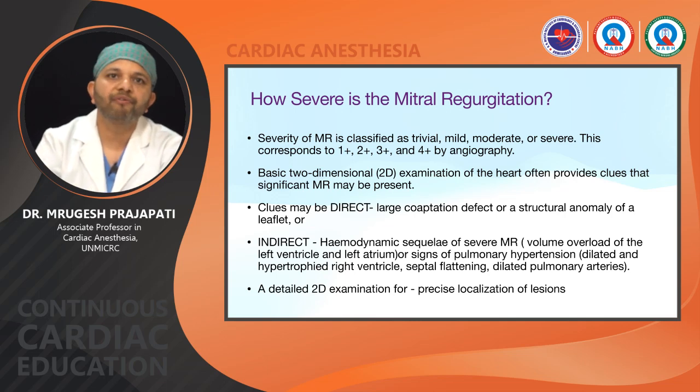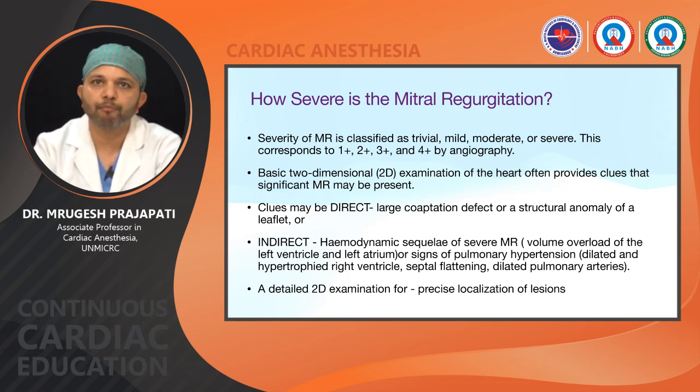Severity of MR is classified as trivial, mild, moderate or severe. This corresponds to the 1 plus, 2 plus, 3 plus and 4 plus by angiography. Basic 2D examination of the heart often provides clues that significant MR may be present. These clues may be direct or indirect.